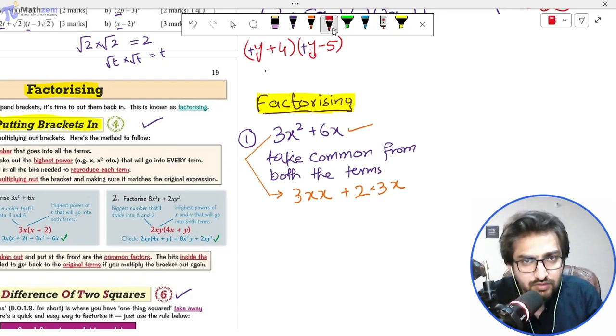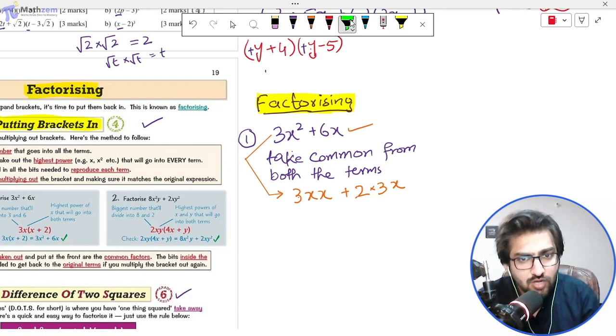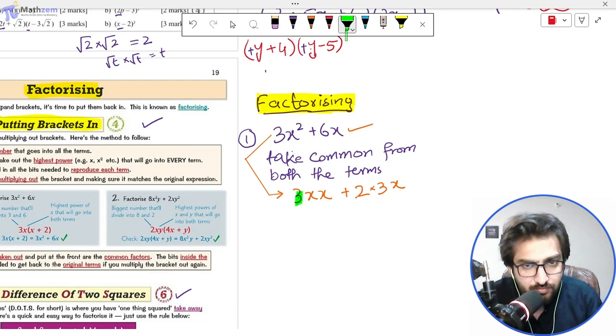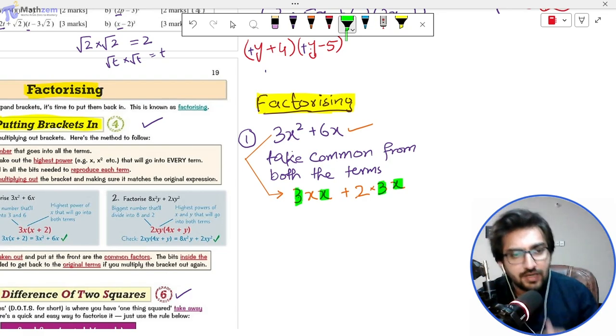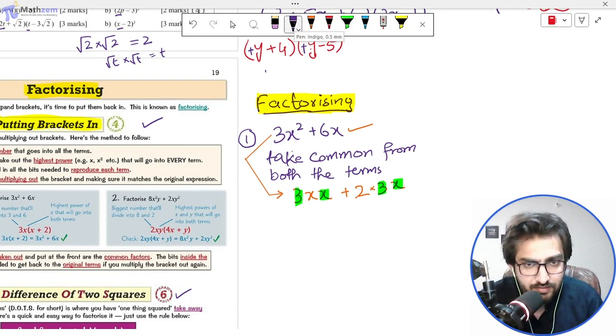So what I need to do here is see the common things in this. 3 is common in both of them, and x is also common. So you take that out of the bracket and write it there. 3x is common in both of them, so I have written 3x and then start bracket. What is left, write that here. x is left here, so write x, and 2 is left there, so write 2, and keep plus, which is the sign in between. So that is taking common.